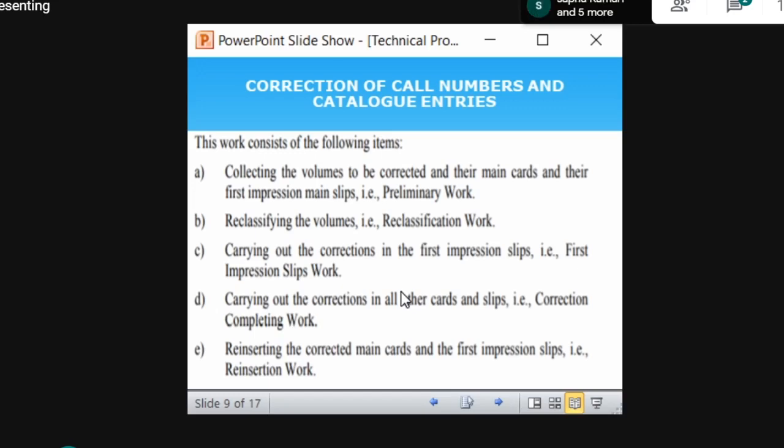Reclassifying the volumes. In case they reclassify it again, that is reclassifying work. Carrying out the correction in the first impression slips. In case of any correction in the slips provided by the cataloging section, they will check. In case of correction, they will carry it out. First they are checking, that is preliminary, and they are doing correction, that is first impression slips work. So this is the definition, this is the title. Carrying out the correction in all other cards and slips, that is correction completing. Again, after doing all the corrections, they will reinsert it. This is called reinsertion. They will put it back again.